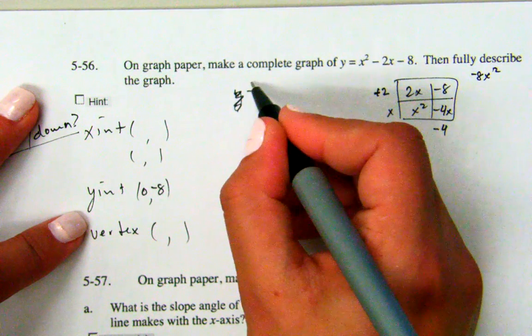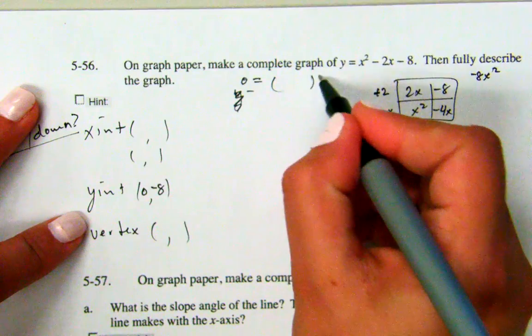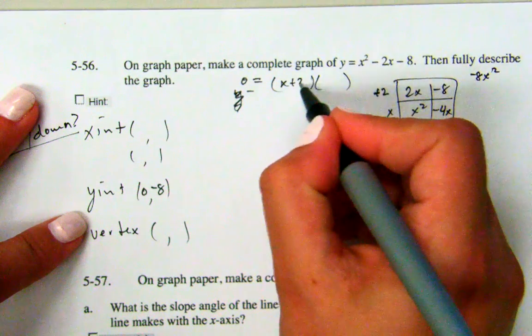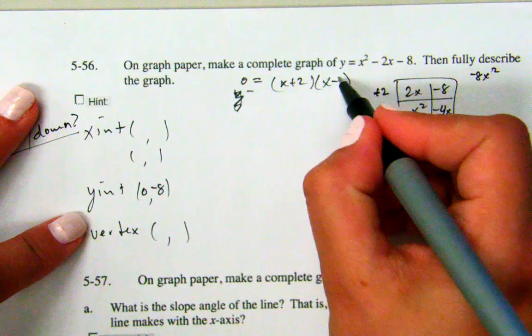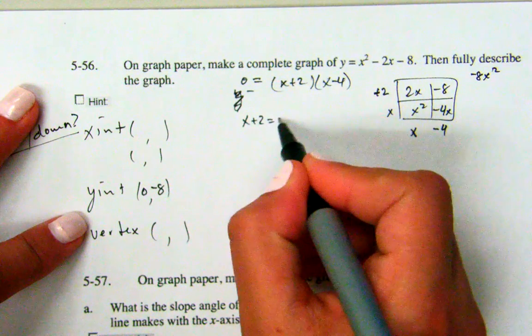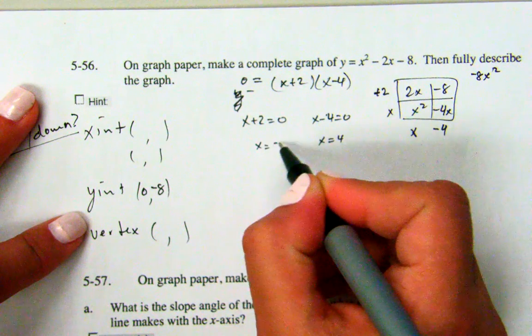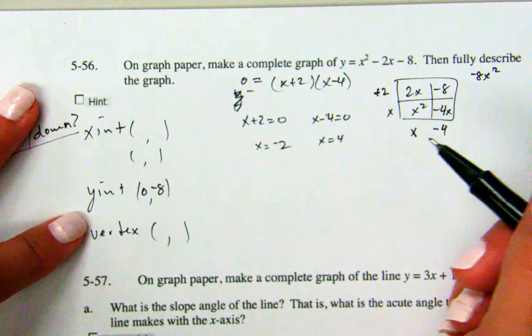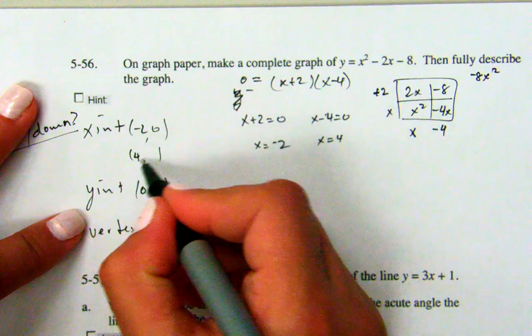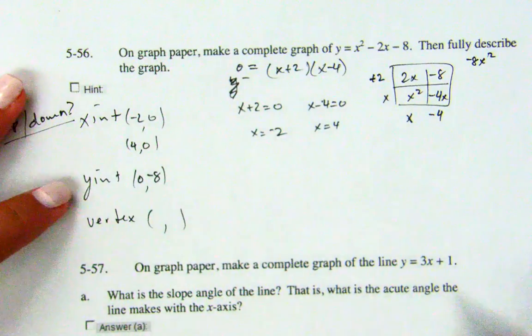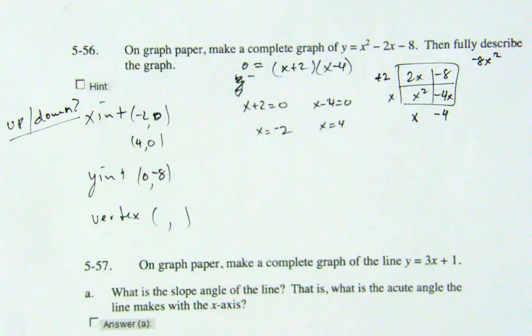So then 0 equals x plus 2 and x minus 4. So x plus 2 equals 0, x minus 4 equals 0. So x is equal to 4, x is equal to -2. So -2, 0, and 4, 0. I still don't know where the vertex is, though. Okay, I need to graph this. Alrighty. So we have a couple of points to graph.